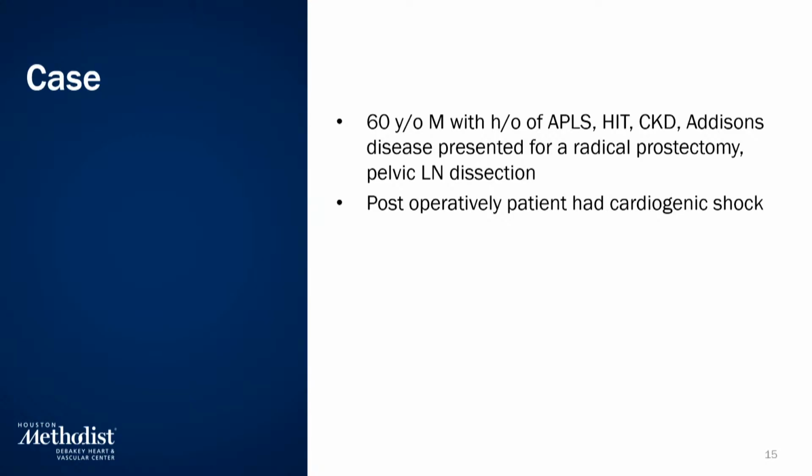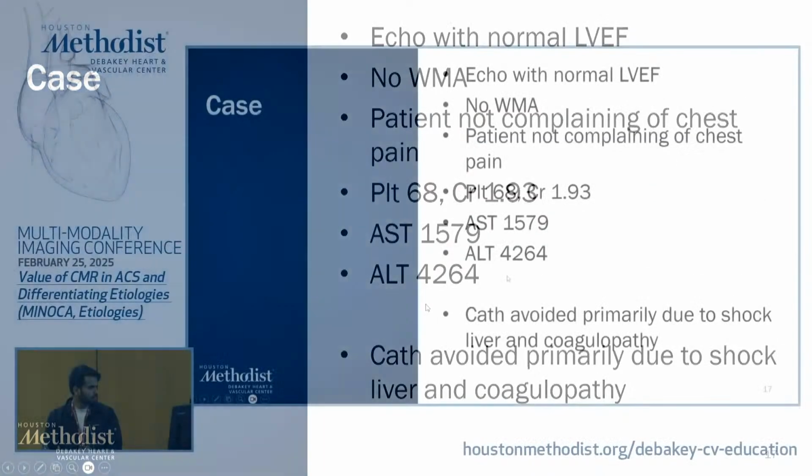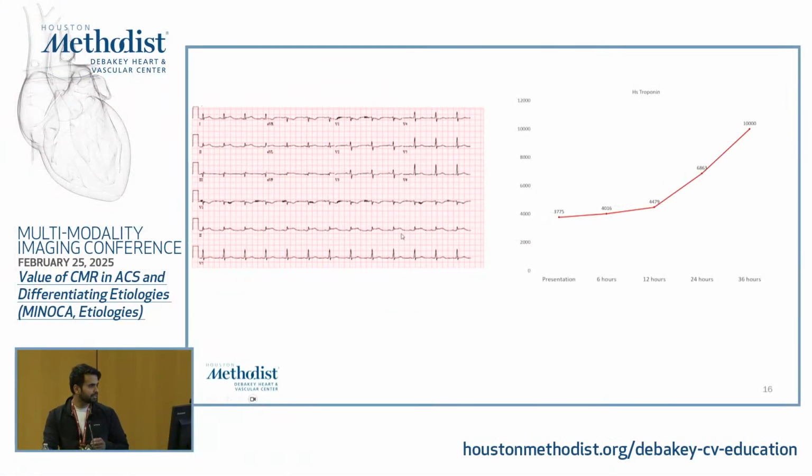It's a 60-year-old male with a history of antiphospholipid syndrome, heparin-induced thrombocytopenia, CKD, and Addison's disease, who had prostate cancer and came for a radical prostatectomy with pelvic lymph node dissection. So it was a pretty big surgery. Post-operatively, the patient goes into cardiogenic shock, evidenced by low cardiac output and hypotension, and he has a STEMI on EKG.